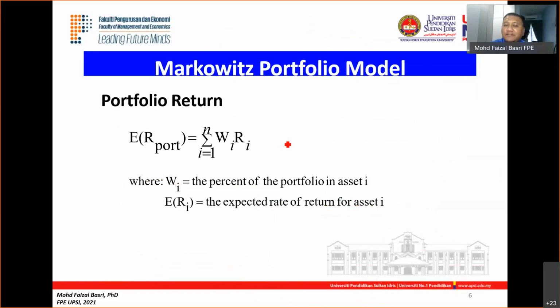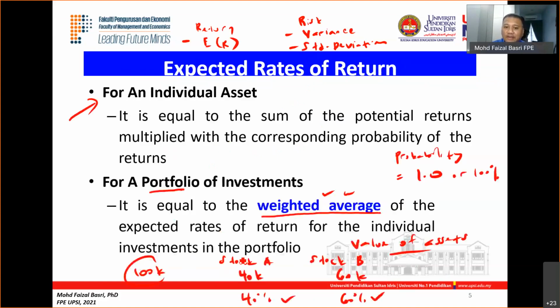So this is the formula for the portfolio return, the ER for the portfolio. This is the element of weight I mentioned before, and these R represent the ER for the individual assets. Most of the time, I can assure you, we will measure at least two investments, just like this, stock A and stock B.